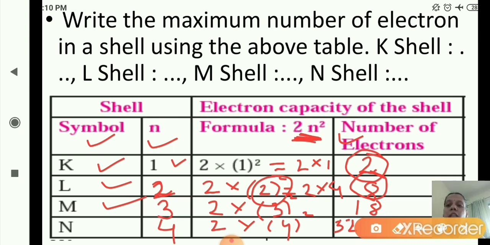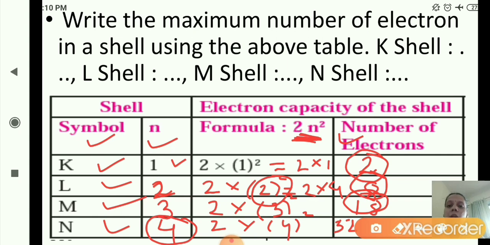So 2 multiplied by 3 square. 3 square is 3 3s are 9. 9 multiplied by 2 is 18. So what is the ordinal number for M shell? 18. And the last one, that is N shell. Yes, the ordinal number for N shell is 4.